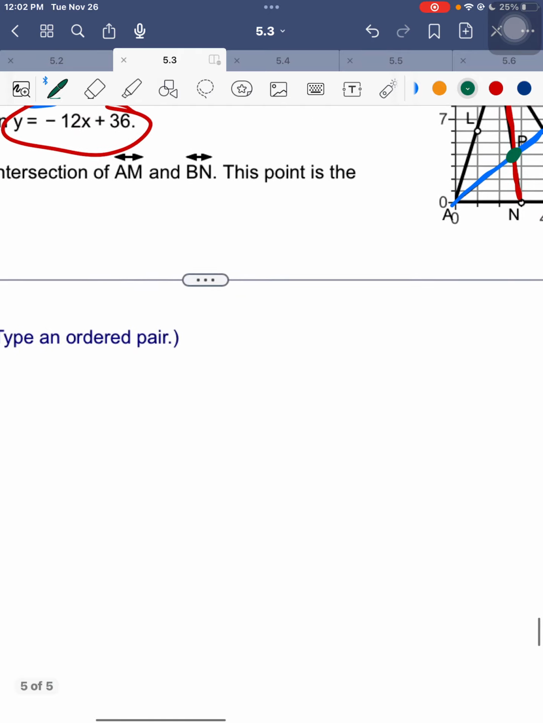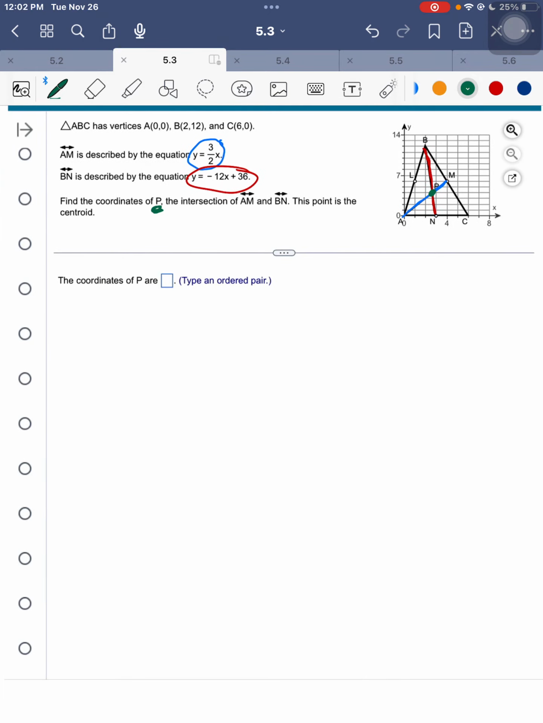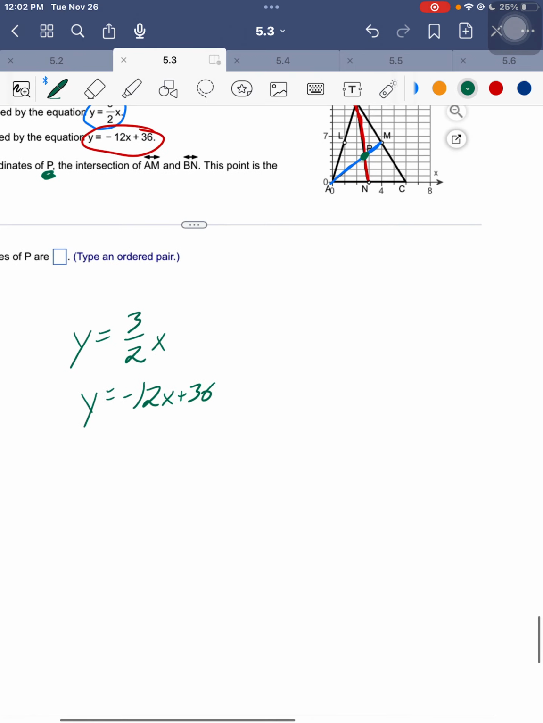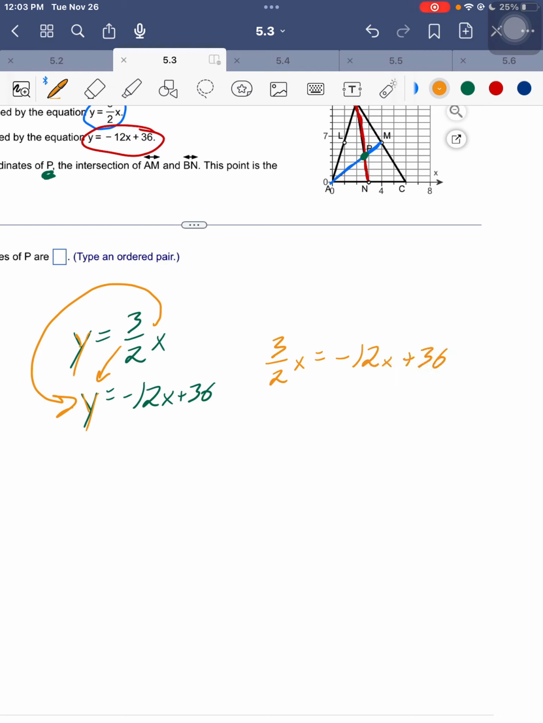P is just your intersection of the 2 lines. And how do we find the coordinates of an intersection of 2 lines? We just put them together. So y equals 3 over 2x and y equals negative 12x plus 36. We're going to substitute this 3 over 2x in here, because this y and this y are the same exact y. Yes. So we're going to do 3 over 2x equals negative 12x plus 36.